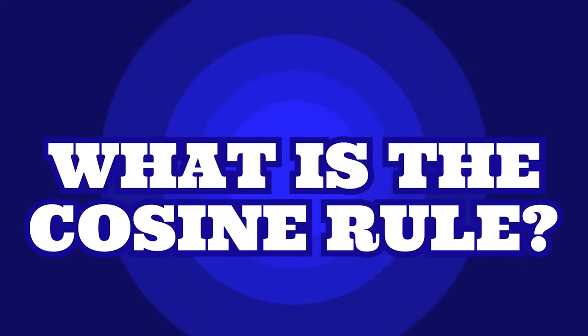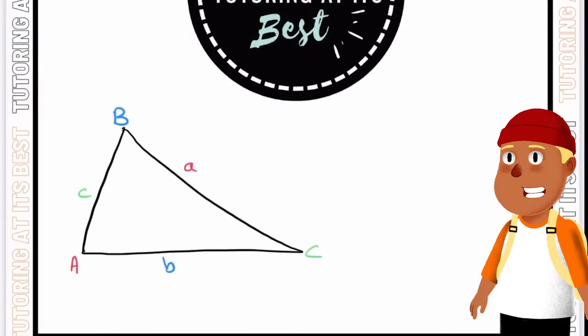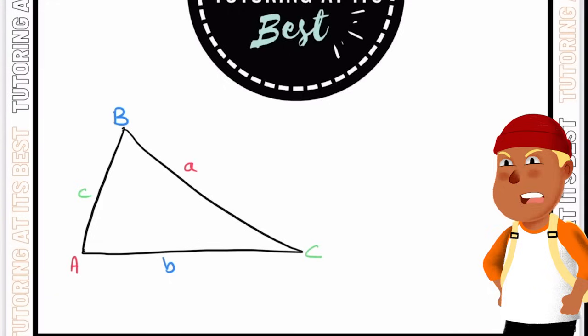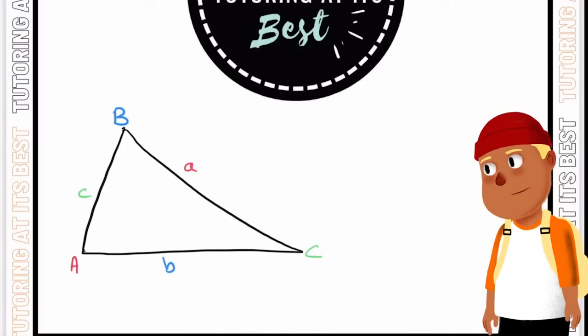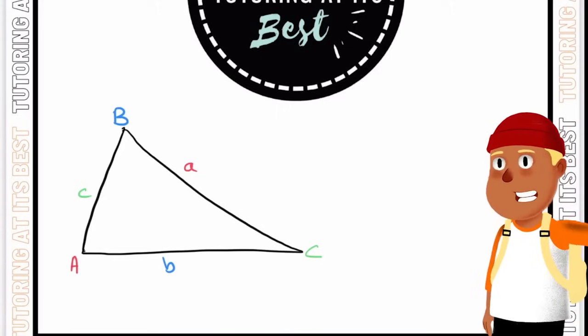So, what is the cosine rule? The cosine rule is a formula we use to calculate missing sides of a triangle or to find a missing angle. To do this, we need to know two arrangements of the formula and what each variable represents. Let's take a look at this triangle. It has exactly the same setup as the sine rule, with the sides represented by lowercase letters and the opposite angles represented by the same capitalized letters. For example, side b is opposite the angle at B.